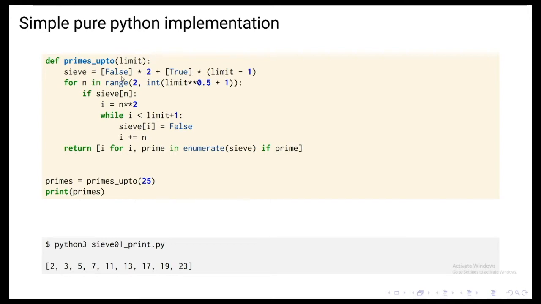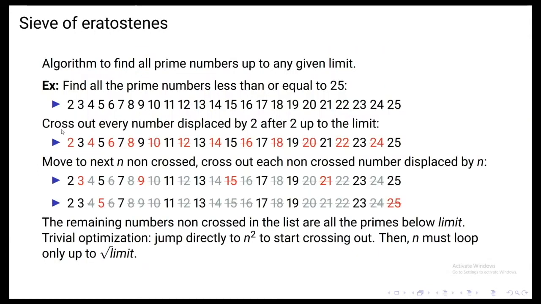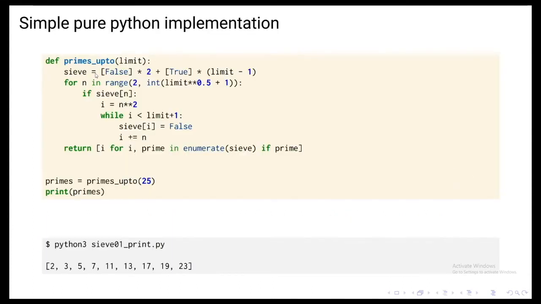If a given index is false, it's because it has been crossed out. If a given index is true, it's because it's not crossed out. For simplicity, it's easier to think of the list as starting at 0 instead of 2. So we have 0, 1, and then all the numbers up to the limit. For that reason, I create a list of size limit plus 1, and I set the first two elements, 0 and 1, to false, since they are crossed out from the beginning.